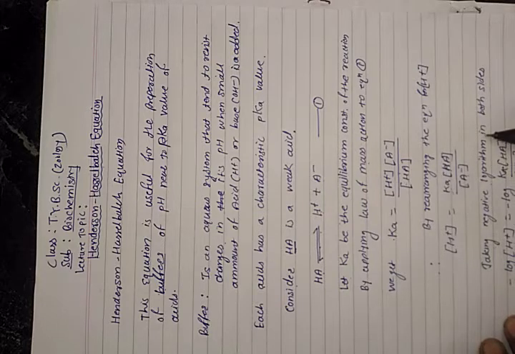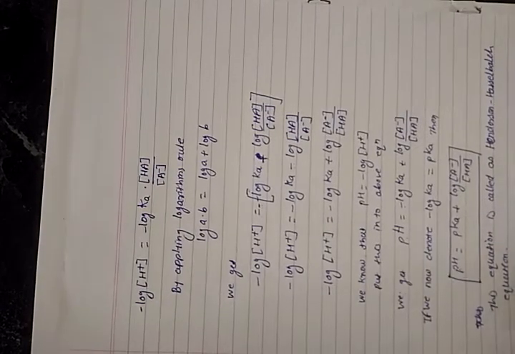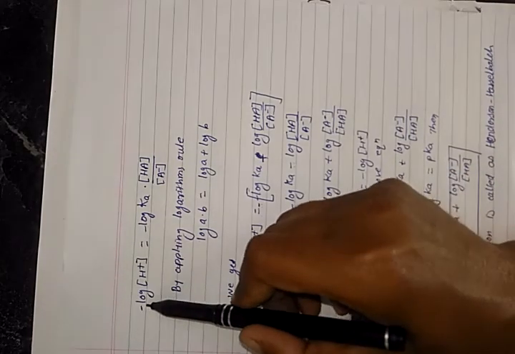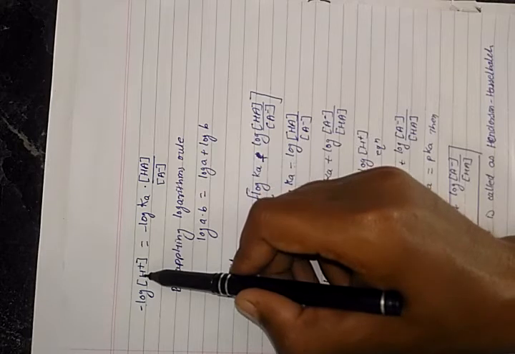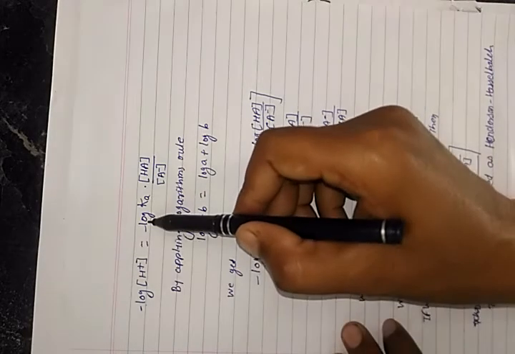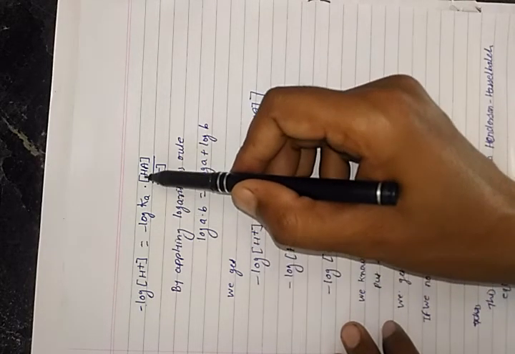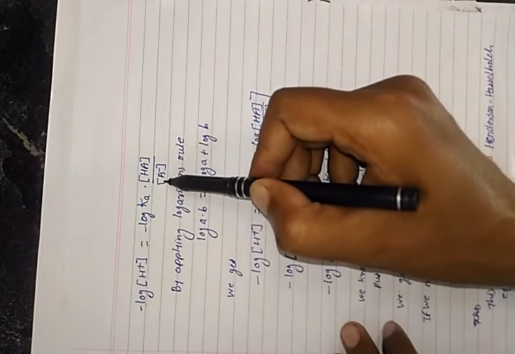Taking negative logarithm on both sides, we get an equation: minus log of concentration of H plus is equal to minus log of Ka into concentration of HA upon concentration of A minus.